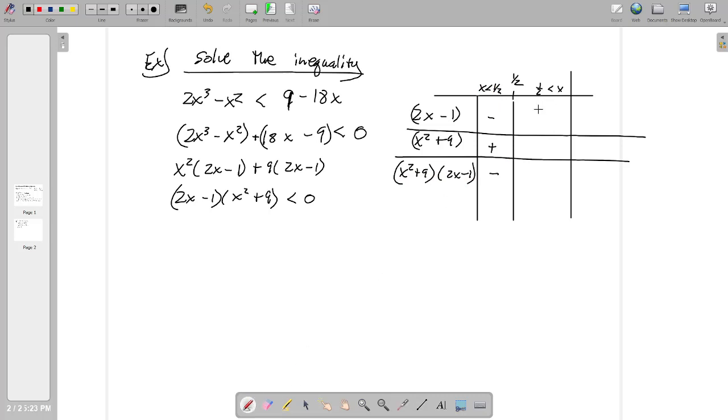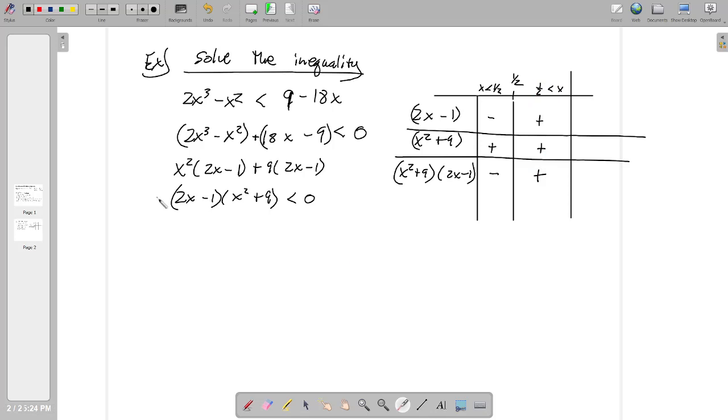Now let's look when x is greater than 1/2. So if x is bigger than 1/2, say 1, we have 2 times 1 minus 1, which is going to be positive. Plug in 1, you get 1 squared plus 9, it's 10, also positive. And then for the entire polynomial, x squared plus 9 times 2x minus 1, we would have a positive number times a positive number on this interval. Gives us a positive. So our polynomial is negative when we're to the left of 1/2, so x is less than 1/2, and we're positive when x is greater than 1/2.